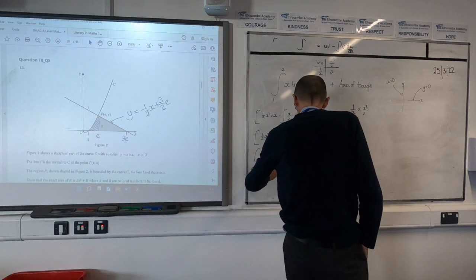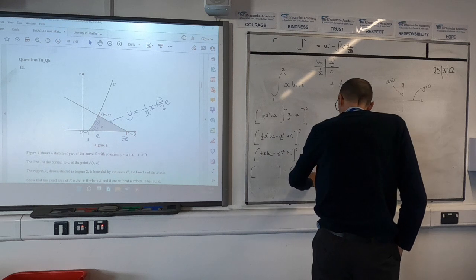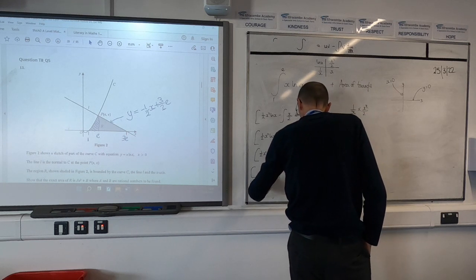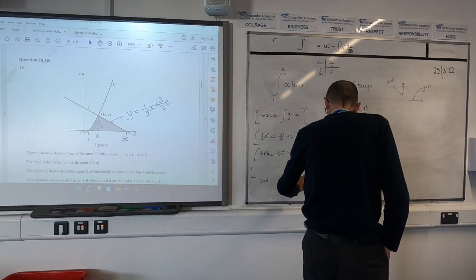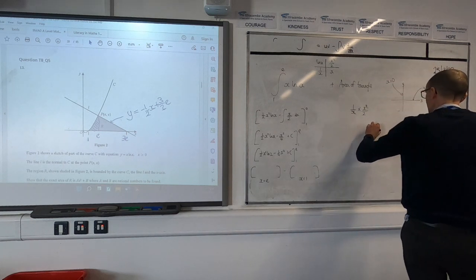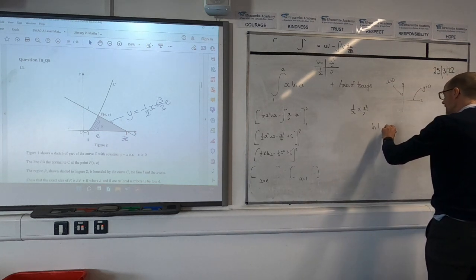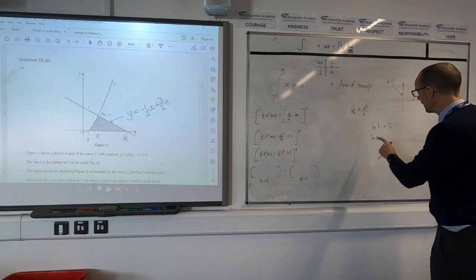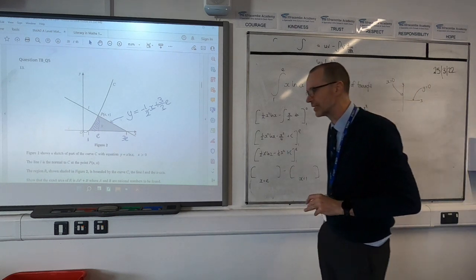And just be sensible at how you use your calculator. You should be able to do a lot of this without a calculator. Remember, the ln of 1 is 0, and ln of e is just 1, because that's ln of e to the power of 1. The two cancel each other out.